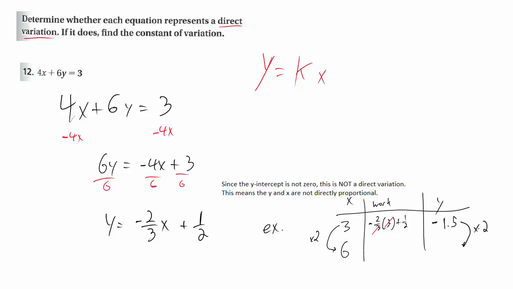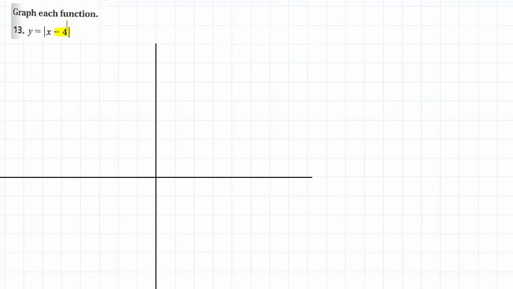If I double the x in a direct variation, it should double the y. But if I choose two x coordinates and solve for their y coordinates, even though the x coordinates double, the y coordinates do not double. So this is not a direct variation, but as long as you know that it's because the y-intercept is not 0, you can just tell right away without having to show it using this table.